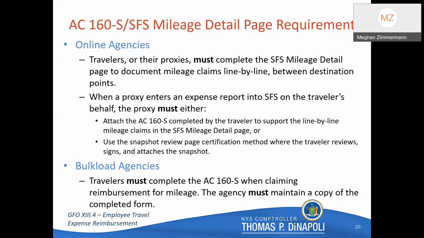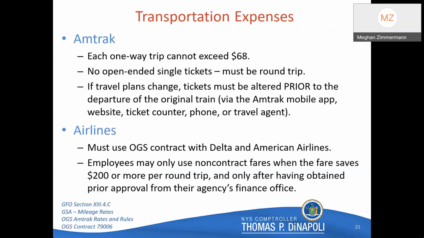For bulk load agencies, travelers must complete the AC 160S when claiming reimbursement for mileage. The agency must also maintain a copy of the completed form. Next, we'll discuss traveling by Amtrak or plane.